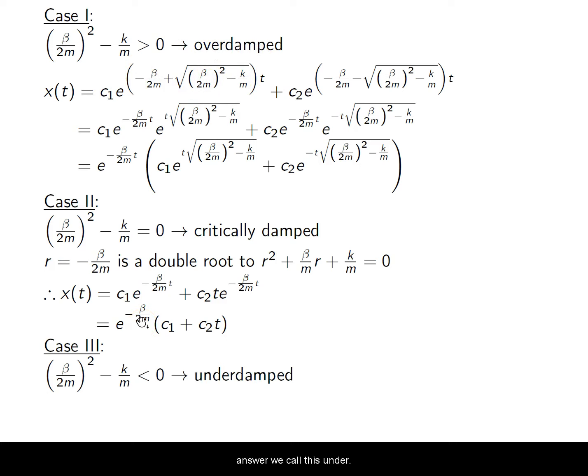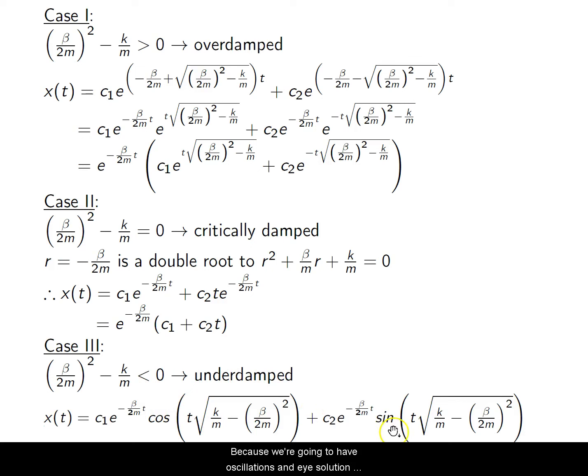We call this underdamped because we're going to have oscillations in our solution, cosine and sine. So the first form here, the negative beta over 2m, goes to the e, and the cosine part has the t times the discriminant portion. Notice I switched the order here, because if you come here, this is negative. If I pull out the negative, that's like factoring out a negative, so the order switches. It just makes it positive.